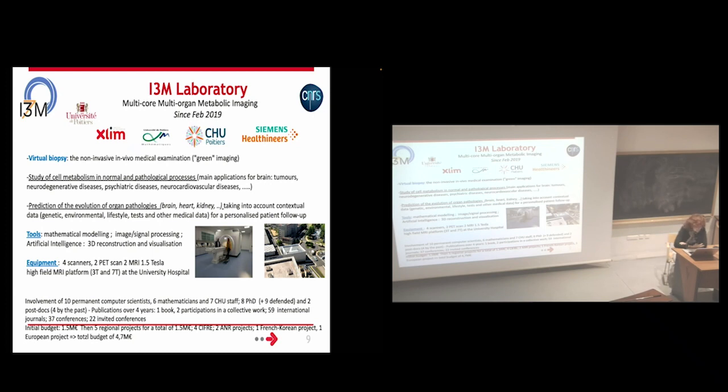The initial budget of the laboratory was 1.5 million given by Siemens to organize its research and development. And then we have applied for regional, national, and international projects. And nowadays we have a total budget of 4.7 million euros, so that helps us to have a lot of PhD students and research engineers working with us.